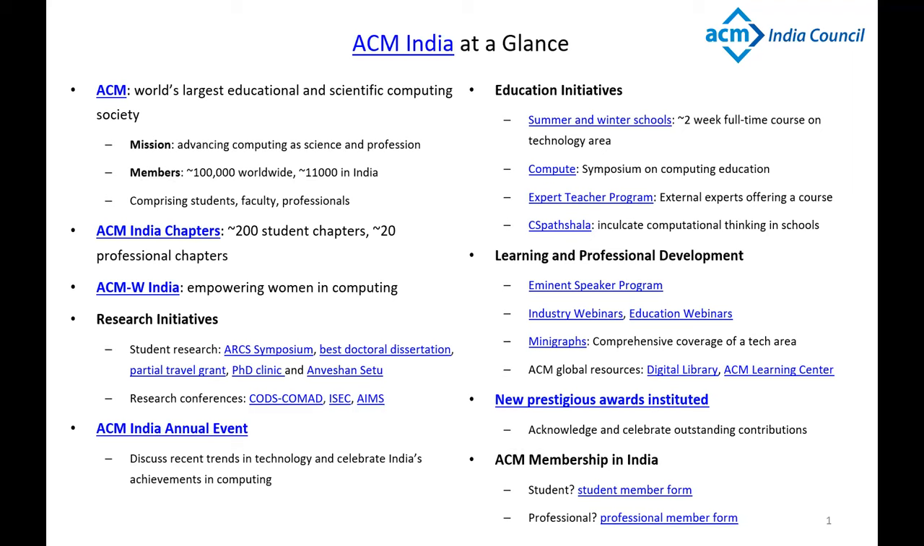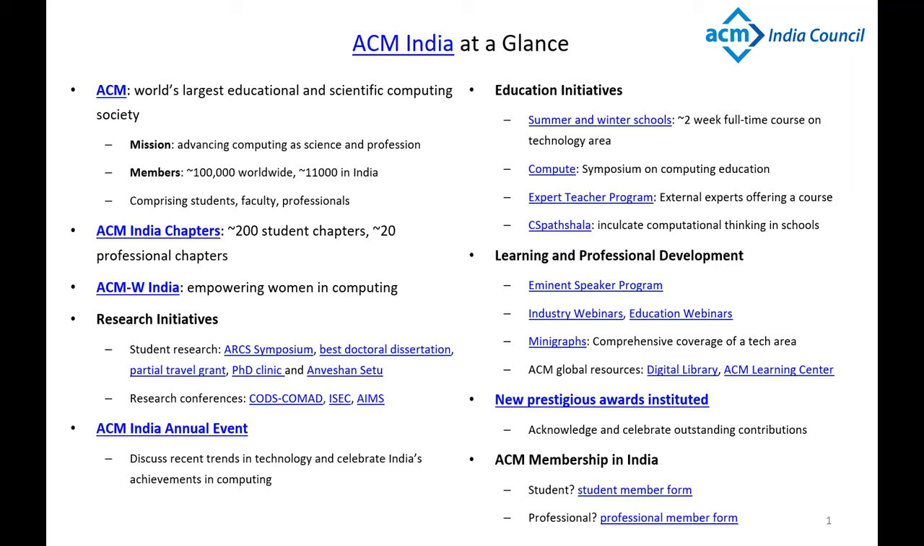Since this is an ACM initiative, it's only fair that we spend a few minutes to understand what ACM is all about. You can see ACM India at a glance on this slide, but let me give some examples of what being a member of ACM means. You will be part of the world's largest computing society. Out of the 1 lakh members worldwide, about 10% of them are from India and half of them are students. ACM India is spread across the country mainly due to its chapters. We have 20 professional chapters and roughly 200 student chapters across the country.